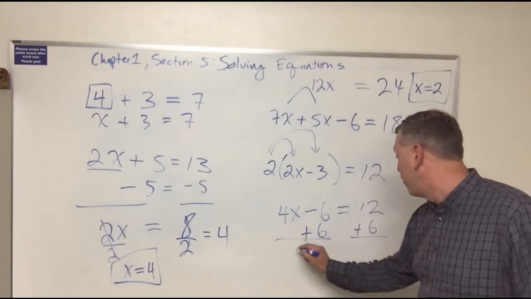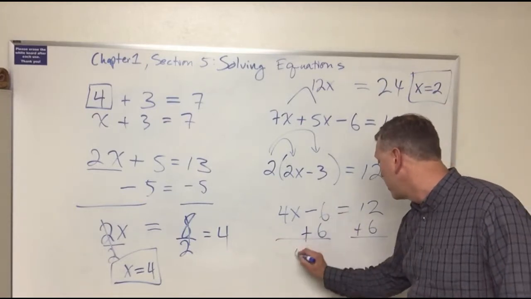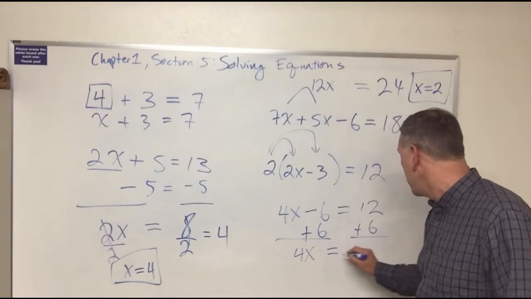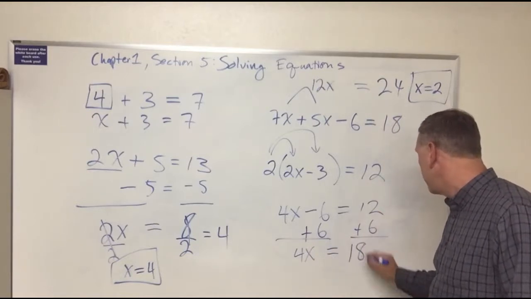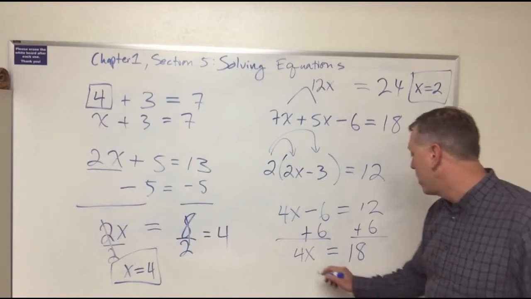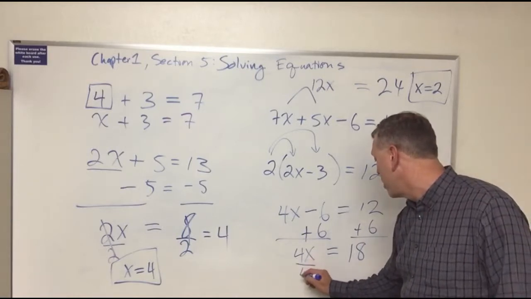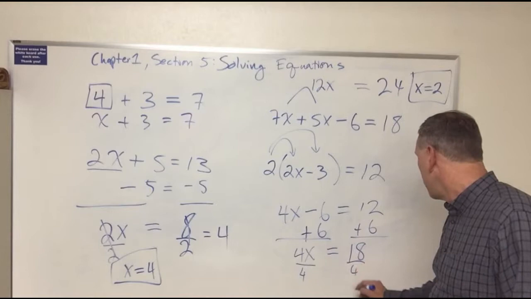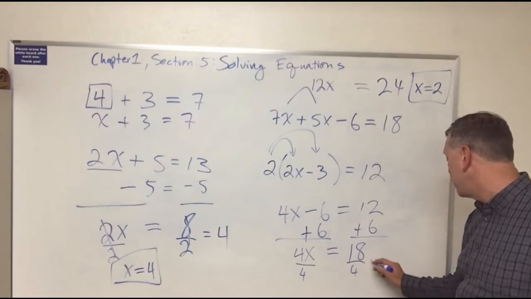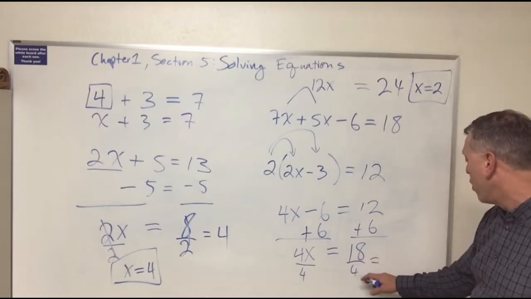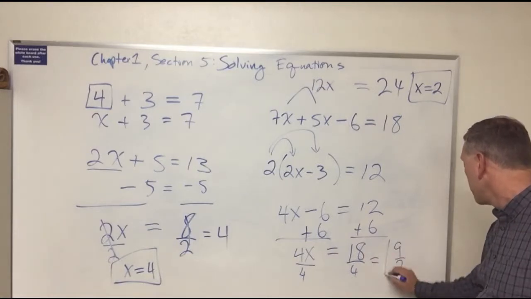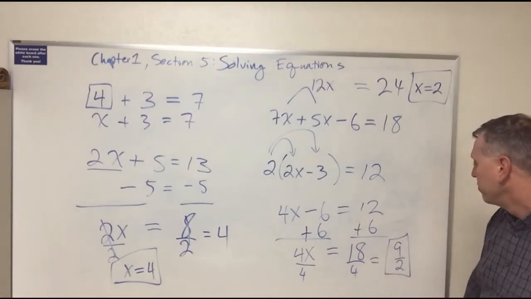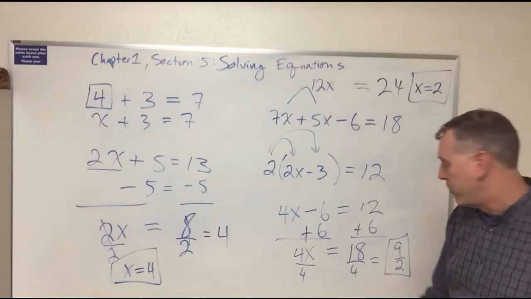And this will leave us with the 6's will go away. This will leave us with 4x equals, in this case, 12 plus 6, 18. And so now we're going to divide both sides by 4. And we'll find that we have a fraction here, 18 over 4. That would reduce to 9 halves. And to me, that's a fine answer there for x.